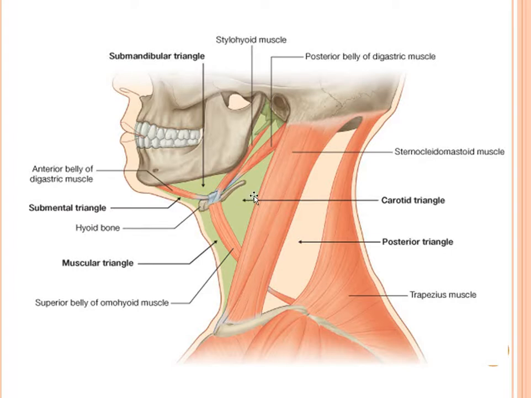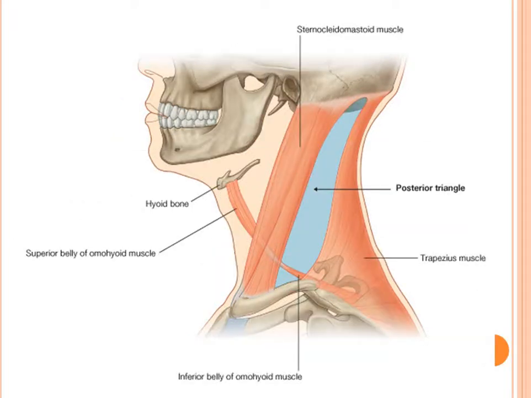Now let's talk about the triangles. This is a submandibular triangle, the submental triangle, muscular triangle, carotid triangle, posterior triangle. Here you can see how sternocleidomastoid is dividing the anterior compartment with the posterior. So this forms the posterior triangle. Anteriorly there is sternocleidomastoid, posteriorly there is trapezius, inferiorly there is a clavicle.